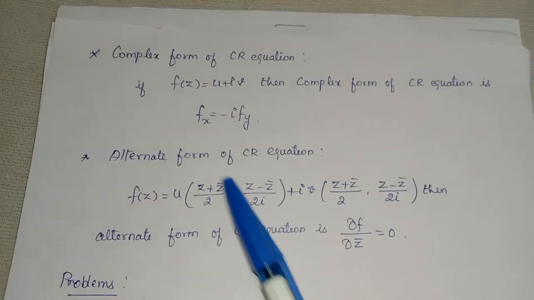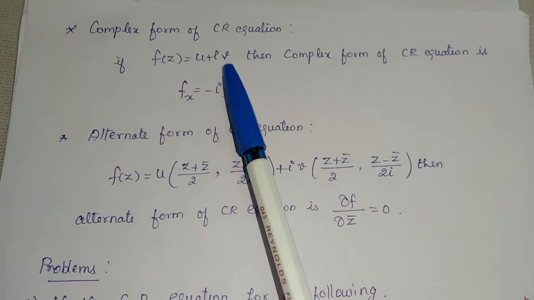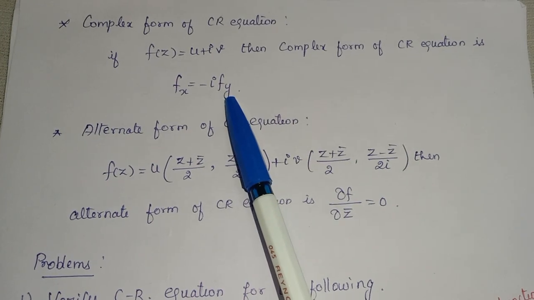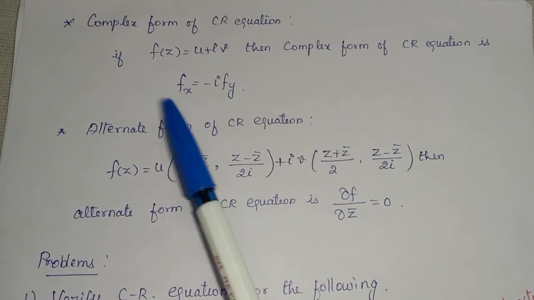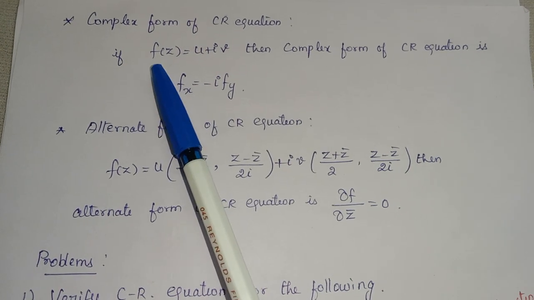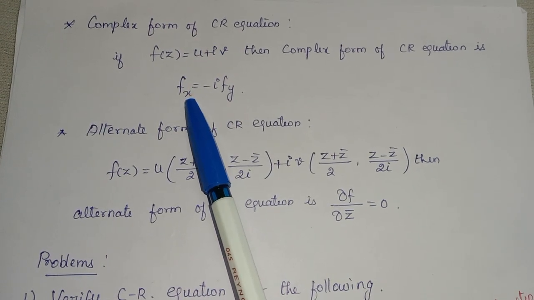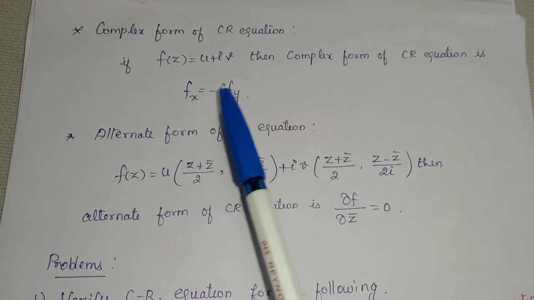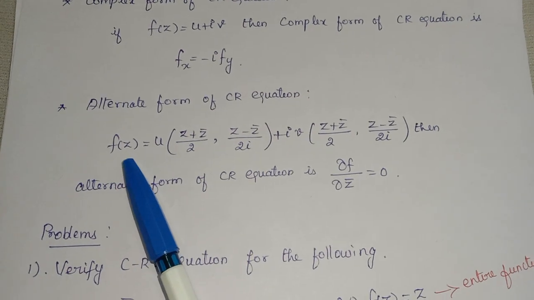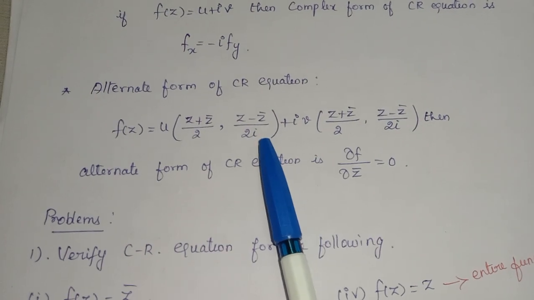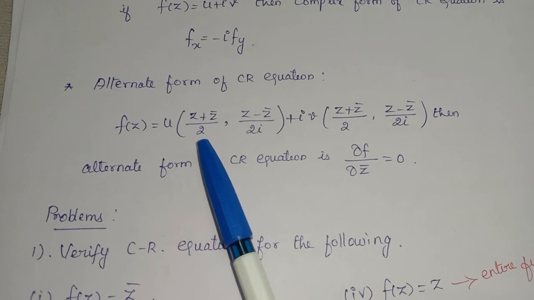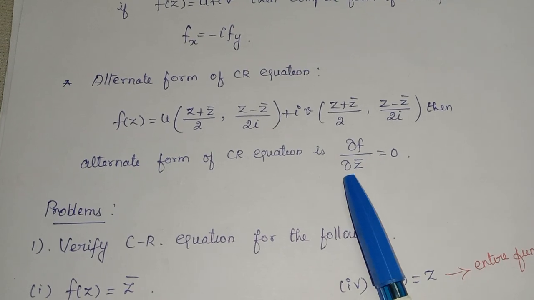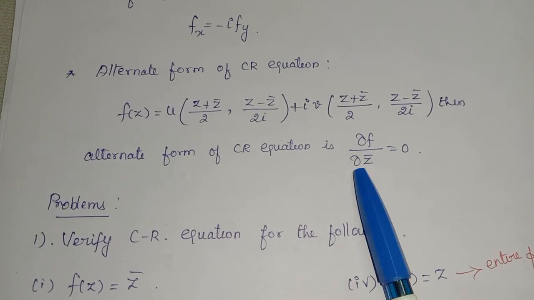What is that? The complex form of CR equations. See, f of z equal to u plus iv. Then the CR equations are given by fx equal to minus i into fy. What is fx? Differentiation of f with respect to x. The function f is given, differentiate it with respect to x, and it is equal to minus i into fy. What is fy? Differentiation with respect to y. And another form is, suppose you write f of z in terms of z and z bar. Write all the real and imaginary parts in terms of z and z bar and differentiate the given function with respect to z bar, that is, find dou f by dou z bar.